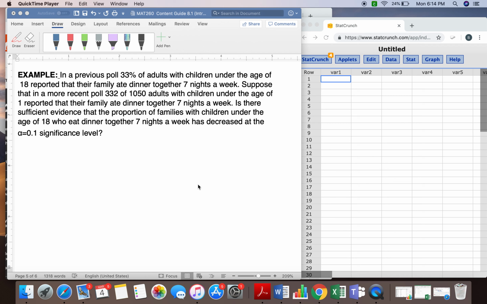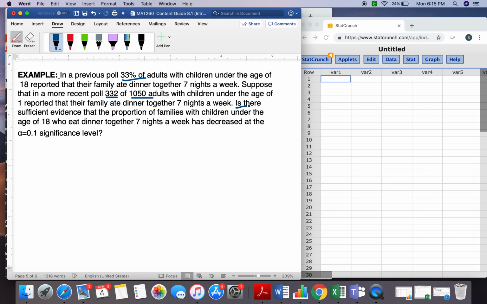We're going to do a couple examples of hypothesis testing with proportions in StatCrunch. So here we have a poll of 33% of adults with children under the age of 18 reported that their family ate dinner together 7 nights a week. So we want to suppose that in a more recent poll, 332 out of the 1050 adults with children under the age of 18 reported that their family ate dinner 7 nights a week.